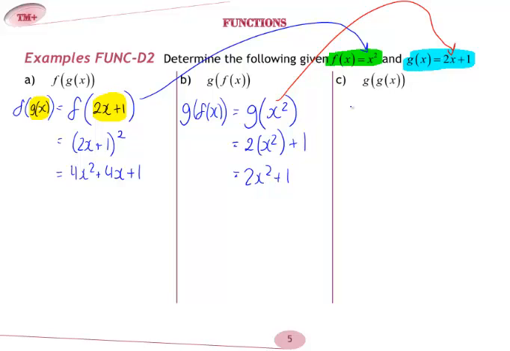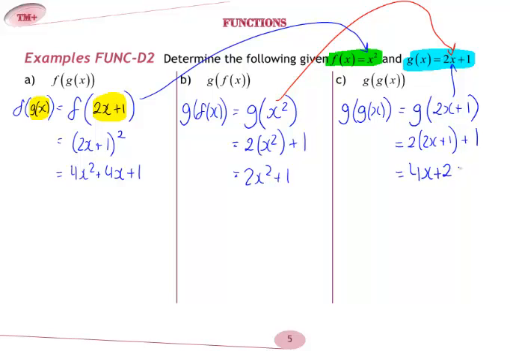Okay, next, g of g of x. So g of x is 2x plus 1. So I'm plugging 2x plus 1 into g of x. Where the x is, I'm going to put 2x plus 1. So I've got 2 lots of 2x plus 1, plus 1. So that becomes 4x plus 2 plus 1. Collect like terms, 4x plus 3. Again, in the textbook it shows you that they are the same. So you can have a look in there and check.